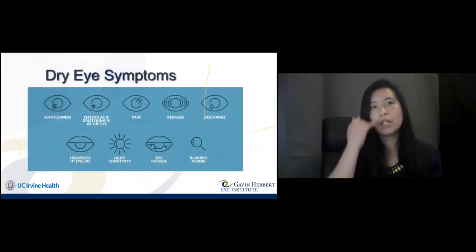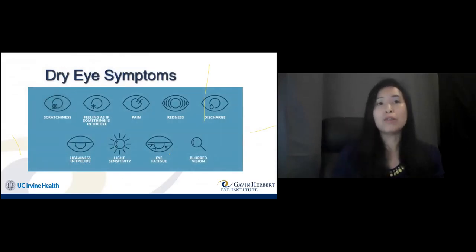But the symptoms that you may or may not feel can include one or many of the following: scratchiness, feeling as if there's something stuck in your eye, pain or soreness, redness, discharge, heaviness of the eyelids, like it's so hard to open them, light sensitivity, eye fatigue, and blurred or distorted vision.